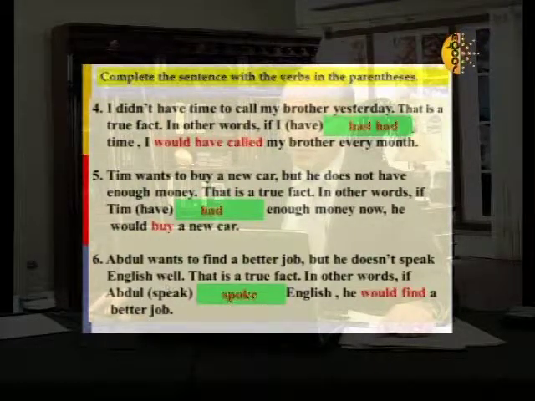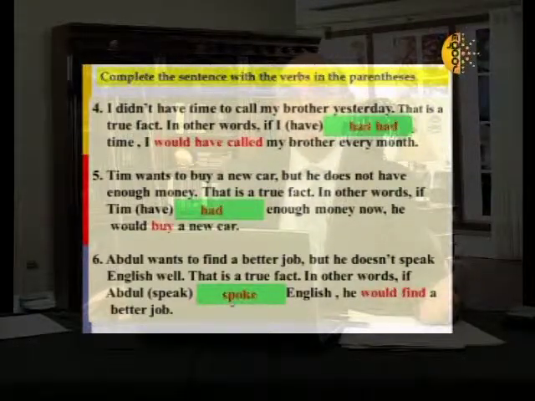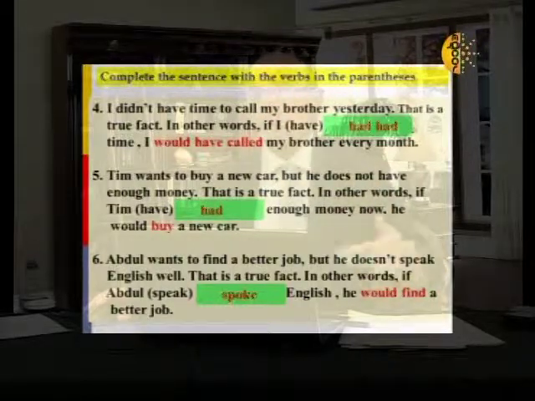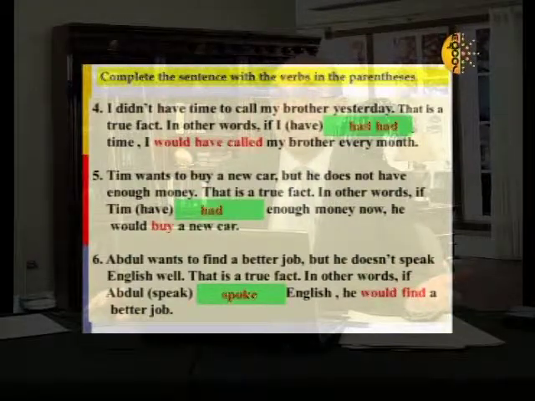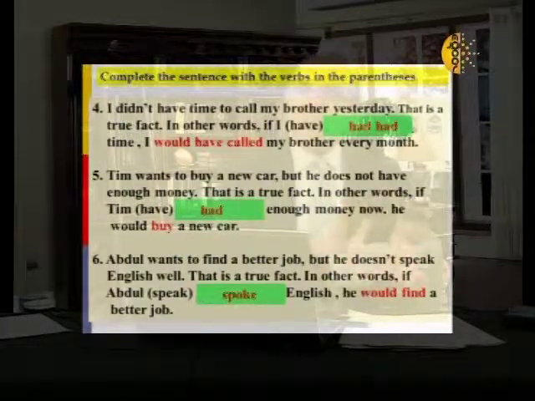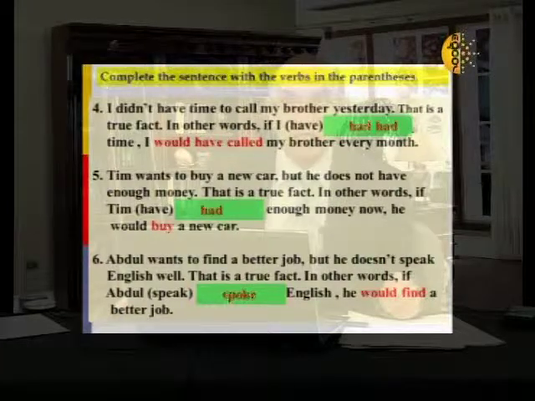The correct answer is what? Spoke. If Abdul spoke English, he would find a better job. But does he speak English? No. That's the fact. He doesn't speak English. So if he spoke English, he would find a better job. So he can't find a better job because he doesn't speak English well. So again, if the situation is impossible at the present time, in English, you use past tense for present time.